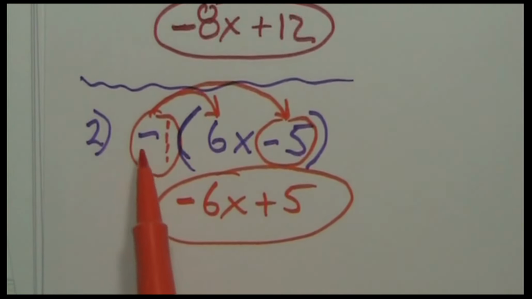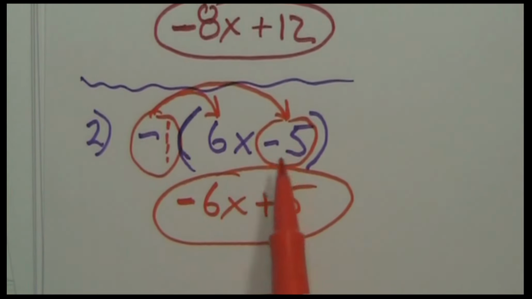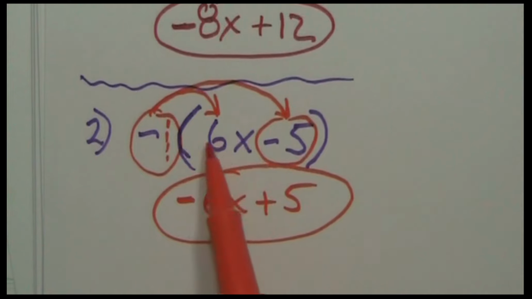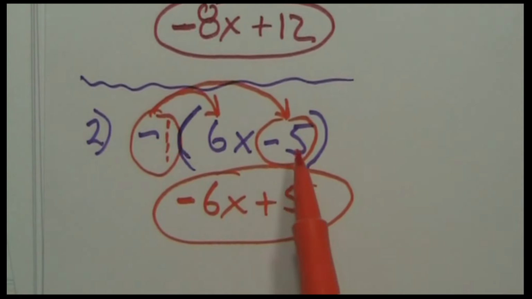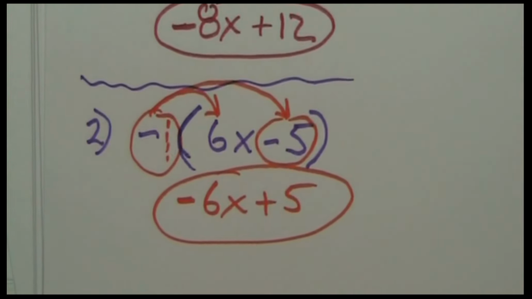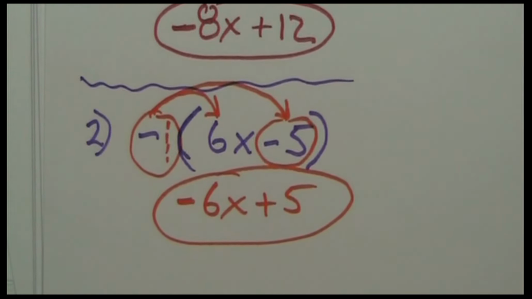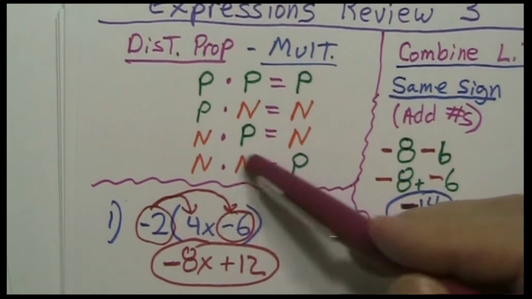Now look at the result. If you have a negative 1 on the outside and you're multiplying it, notice how it changed the sign of everything inside. This was a 6x, now it's negative 6x. It was a minus 5, now it's a plus 5. So it changed those numbers' signs. Powerful. So when using distributive property, we're using these rules right here.